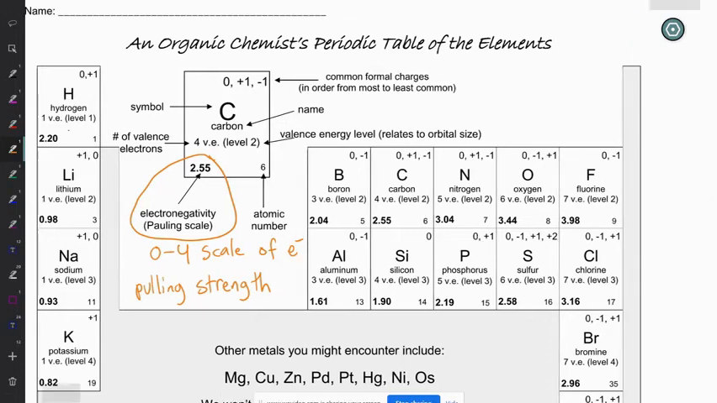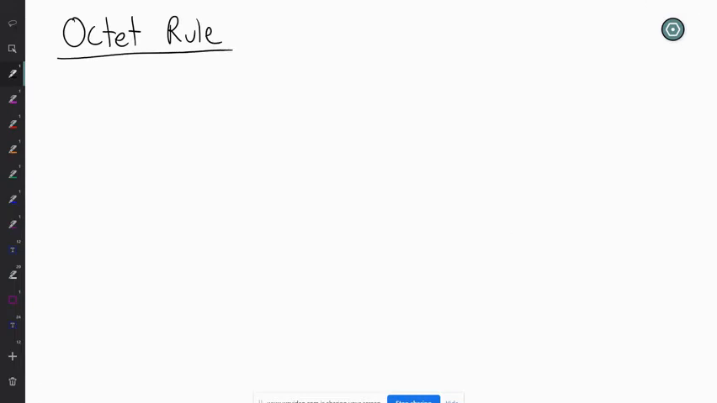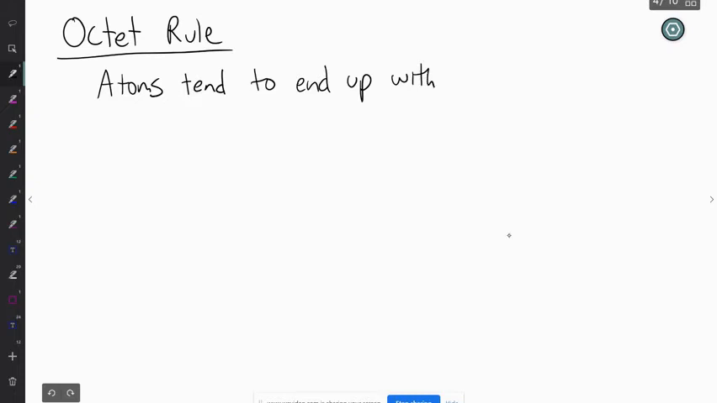And I would say the last key concept from your first year chemistry class would be the octet rule. So the octet rule, there's many ways to state it, but I would say the simplest way that I'll state it is atoms tend to end up with 8 electrons in their valence shell.